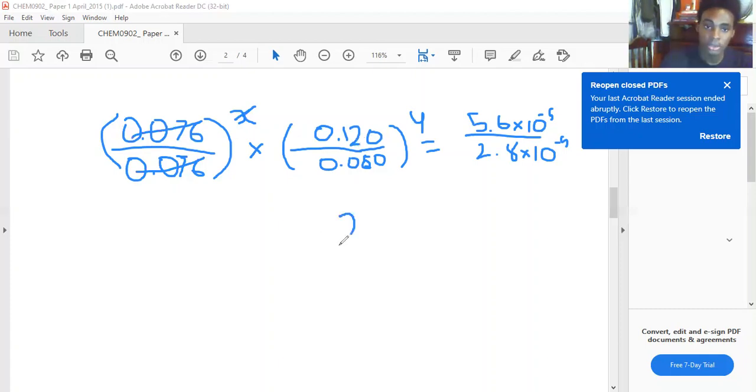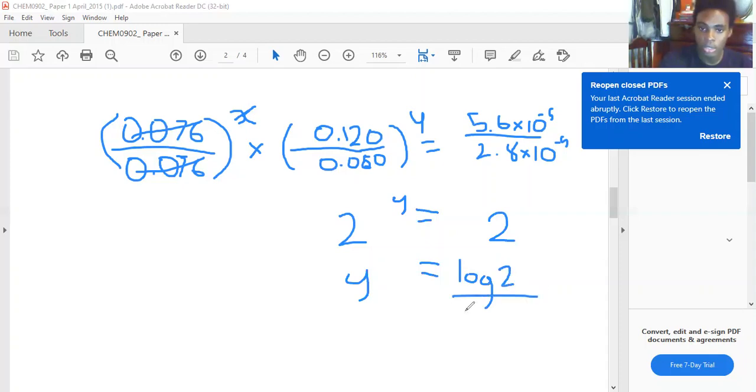This would give you 2, right? And you have y right here. This would equal to 2 as well, right? Equal to 2 as well. Then y equals 2. Like we're going to carry the 2 over, and when you carry it over, it would be a log. So you have the log right there, right? And so y equals log 2 over log 2.